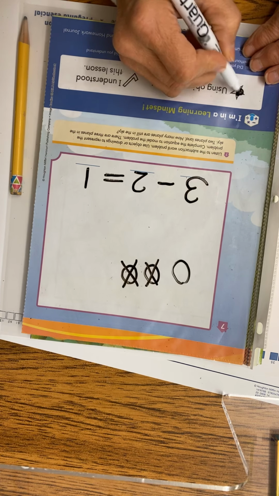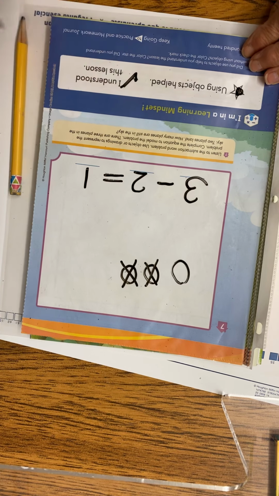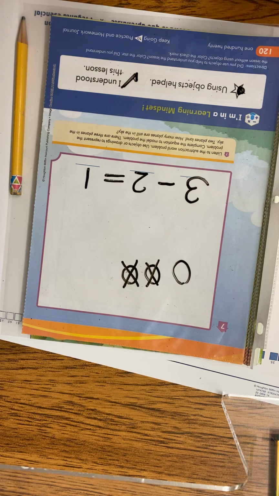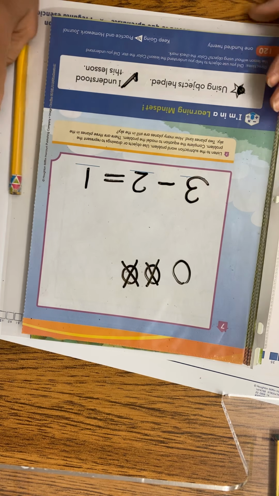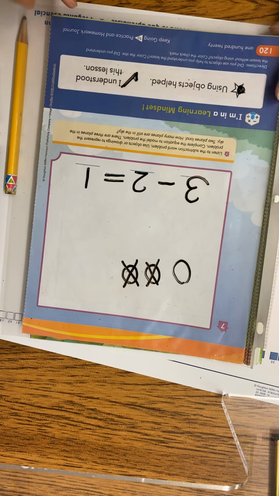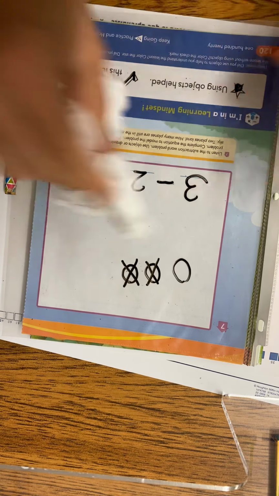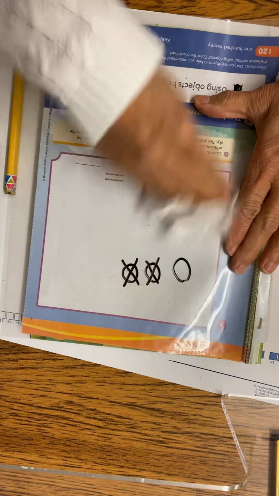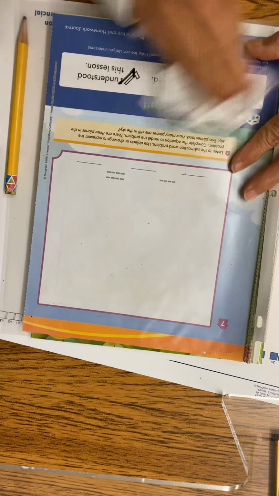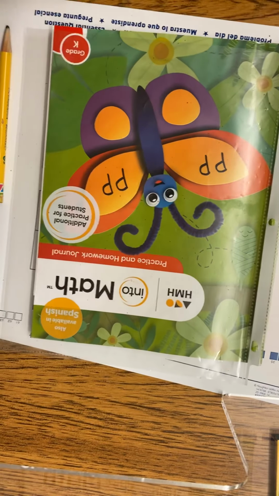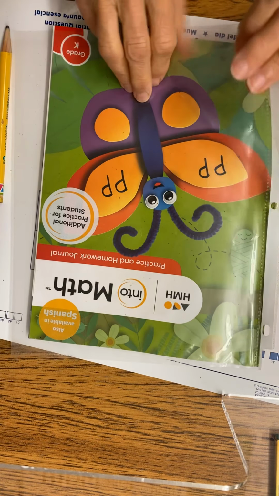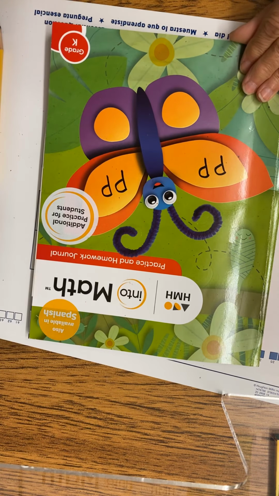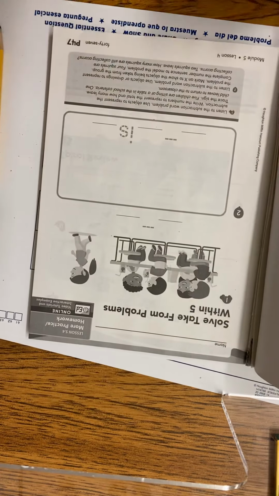We used objects and we understood that. So go ahead and color both the star and the check mark. We're going to need the book with the letter P on it now. So go ahead and find that. You're going to open it up to page 47. That's the one we'll be using today.